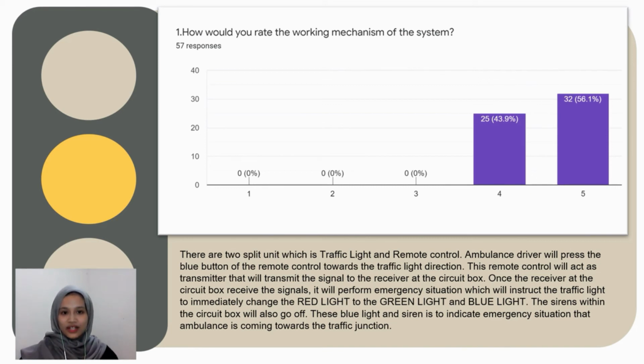Once the receiver at the circuit box receives the signal, it will perform emergency situation, which will instruct the traffic light to immediately change the red light to the green light and blue light. The sirens within the circuit box will also go off. This blue light and siren is to indicate emergency situation that ambulance is coming towards the traffic junction. And as you can see from the bar graph, most of them rate 4 to 5, which means that the working mechanism of the system is excellent.